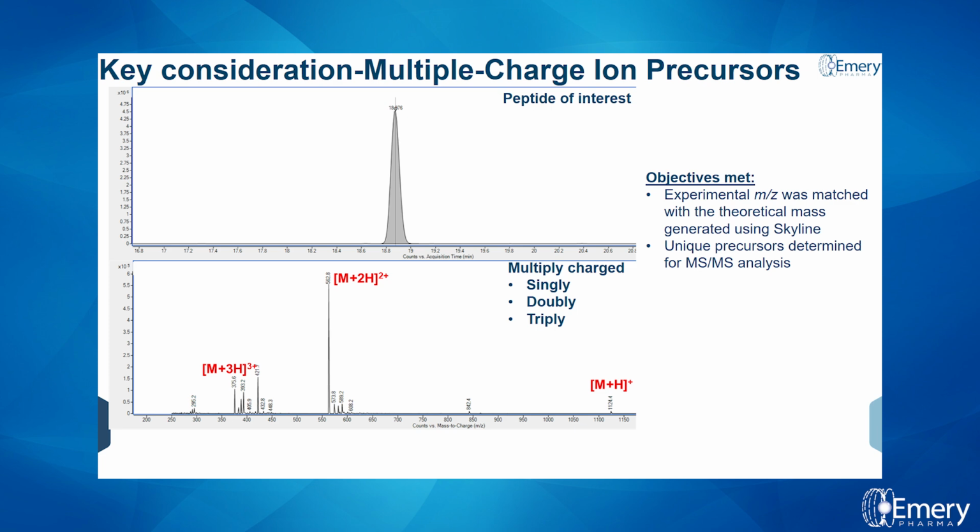Once you have generated the precursor ions in mass spectrometry, it's very important to look at what precursor you want to proceed with to conduct MS-MS analysis. In this example here, on top you can see a peptide of interest, and you can see at the bottom that there are 3 different charges: singly, doubly, and triply. You can clearly see here that the doubly actually has the highest intensity, and as a result would be taken forward to conduct MS-MS analysis.